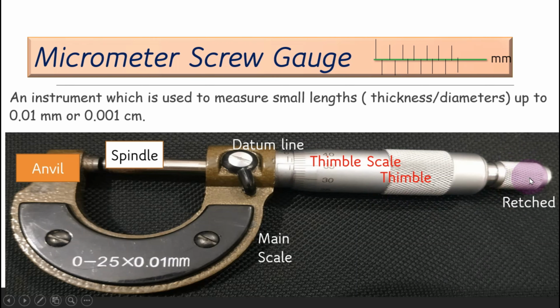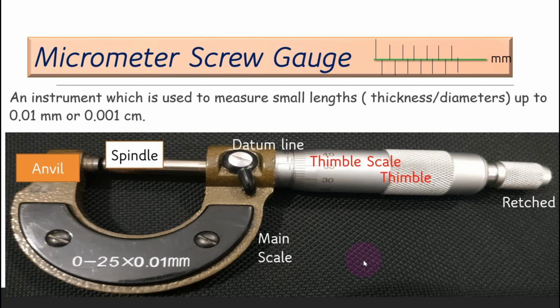We are going to hold this device by the ratchet, and we are going to spin the ratchet clockwise or anti-clockwise, and by spinning it, the spindle moves in the forward direction or in the backward direction. When the spindle touches the anvil, the ratchet starts clicking, which indicates that there is no need to apply more pressure on it.